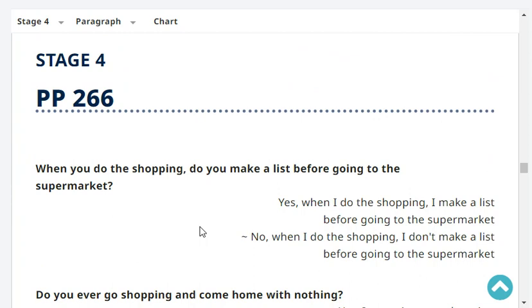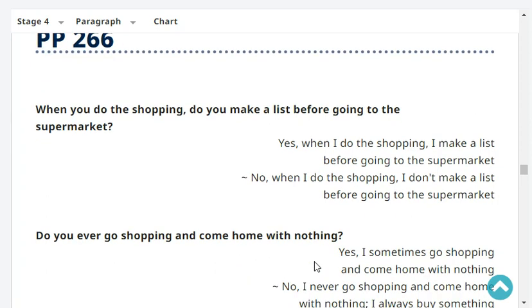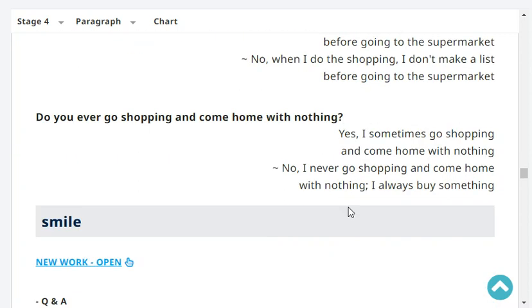When you do the shopping, do you make a list before going to the supermarket? Yes or no? Yes, when I do the shopping, I make a list before going to the supermarket. Do you ever go shopping and come home with nothing? Yes or no? Yes, I sometimes go shopping and come home with nothing.